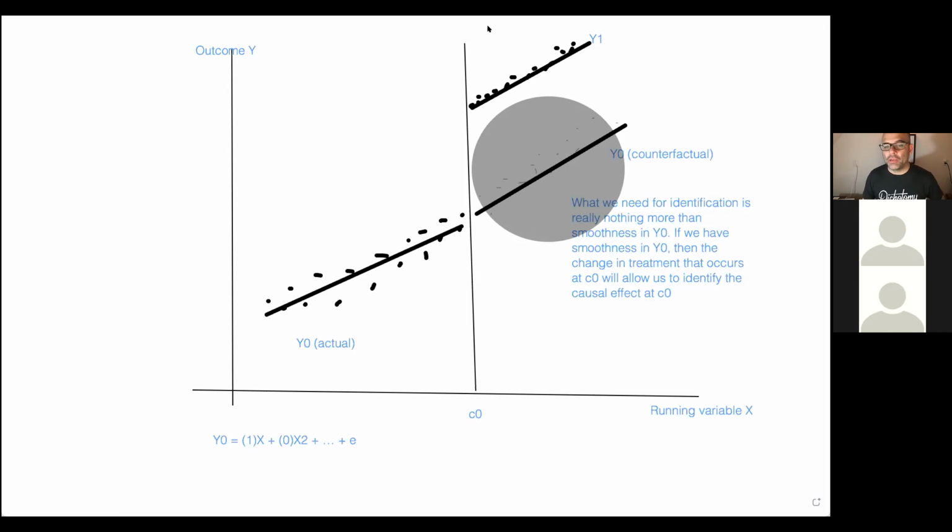Can we see the running variable as a confounder? It's funny you say that.